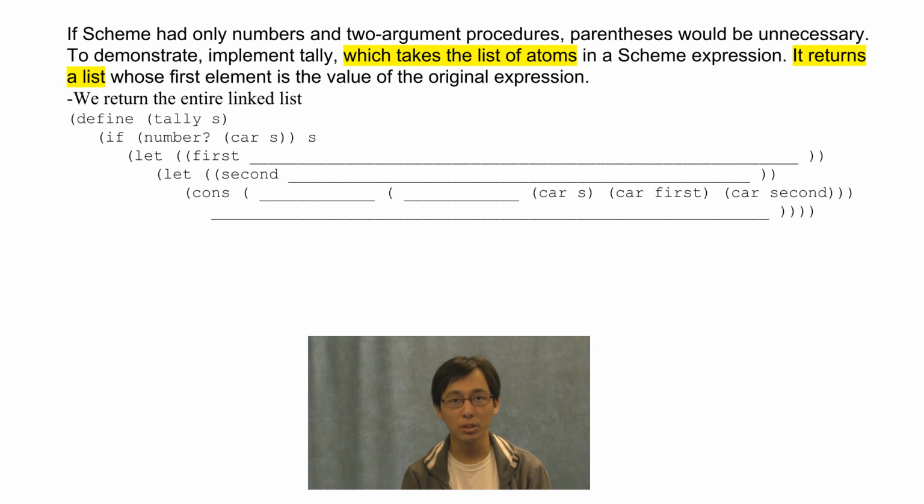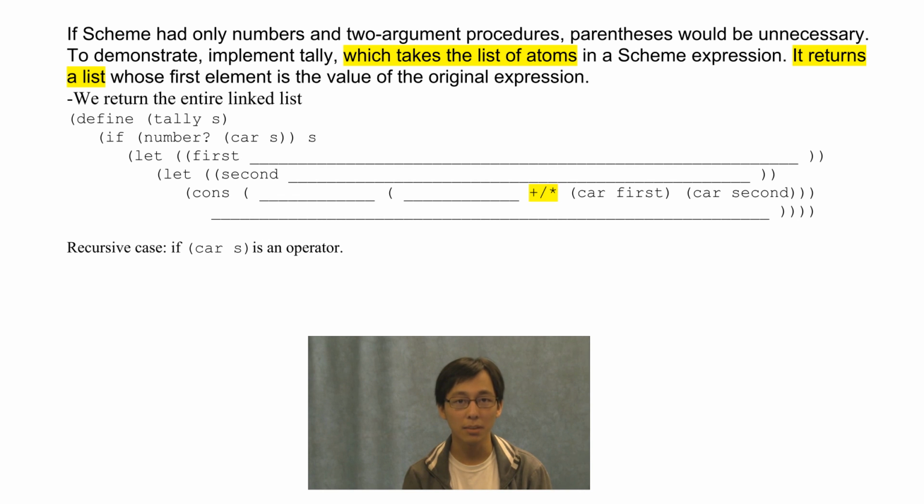Something to realize about this recursive case is that it's if the first element of the linked list is some operator. Let's analyze the code to see what's immediately apparent. So car of s here is going to be some operator, and if this here is an operator, what if the car of first and second were numbers? It's not too much of a stretch here, is it? For now, let's assume that we have an operator and two numbers.